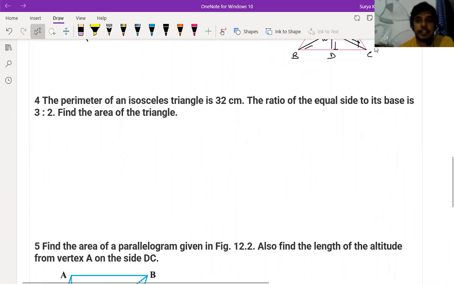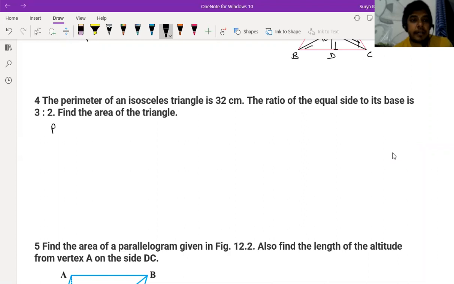The perimeter of an isosceles triangle is 32. The ratio of the equal sides to the base is 3:2. Find the area of the triangle. You can find it, children, that is very easy. First, write what is given: the perimeter of the isosceles triangle is equal to 32 centimeter.